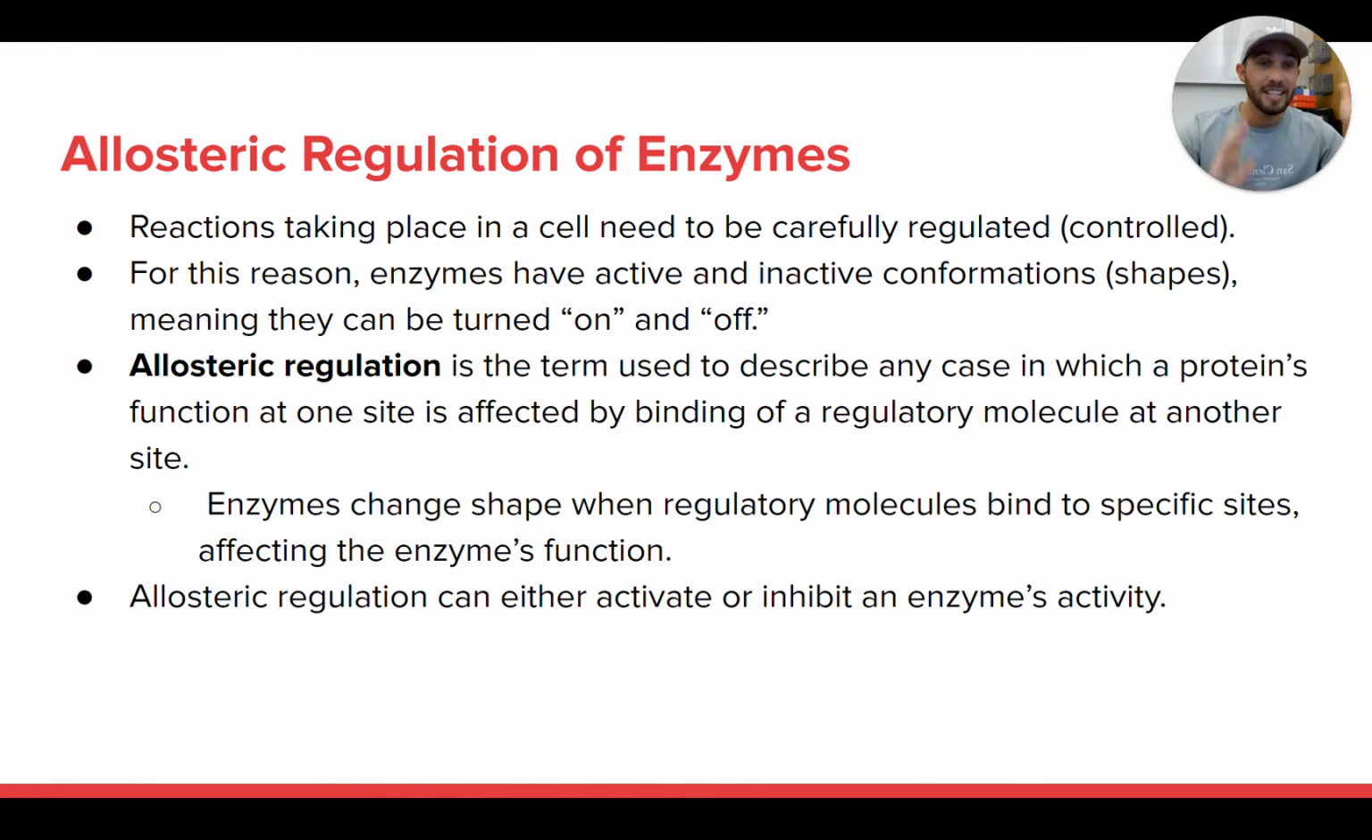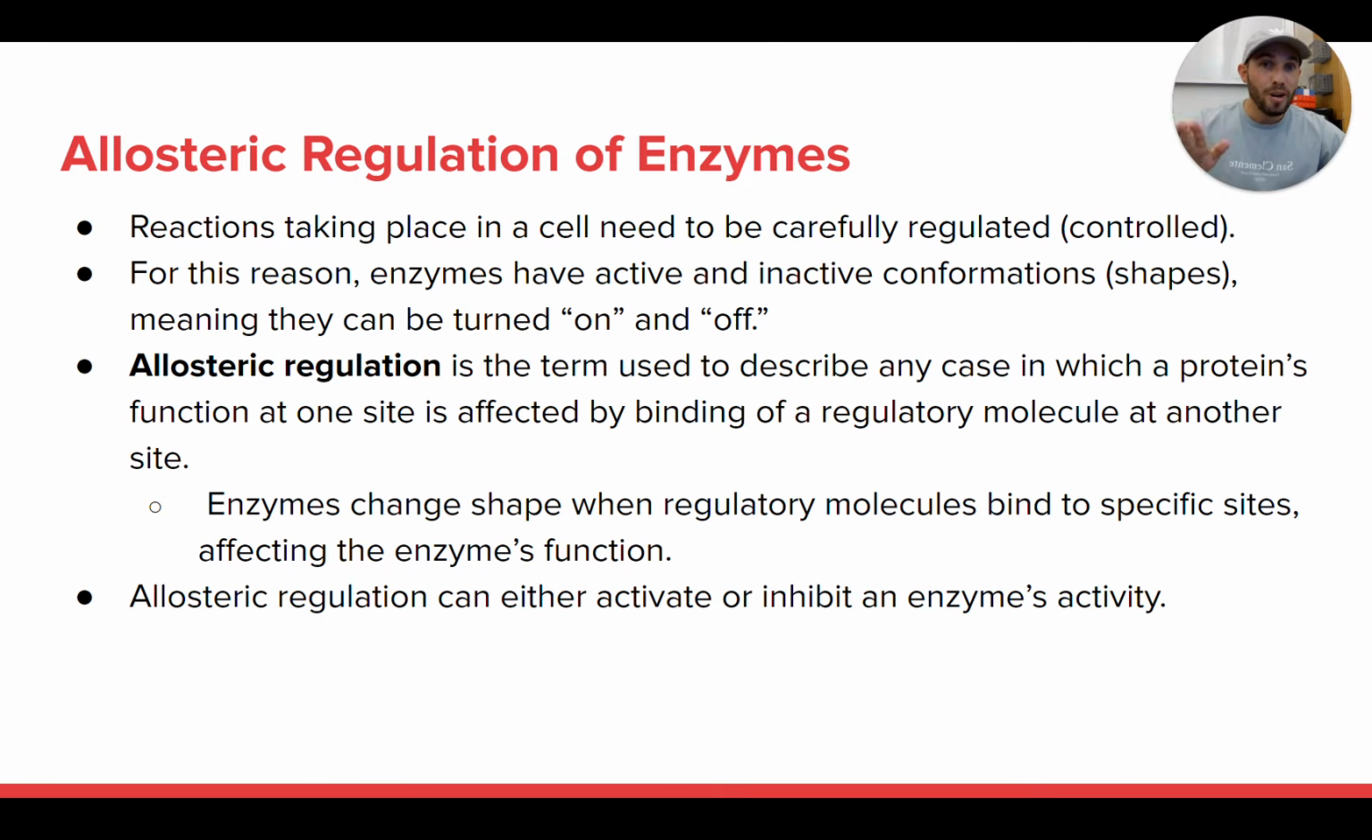Now, specifically to enzymes, let's just make this easy. For enzymes, when we're talking about allosteric regulation, we're talking about how there are going to be these molecules, we call them regulatory molecules, that are going to bind to enzymes at a location that's not the active site. So they're going to bind to the enzyme somewhere that's not the active site. But by binding to that location, they're going to change the shape of the active site. That's what allosteric regulation looks like when we're looking at enzymes.